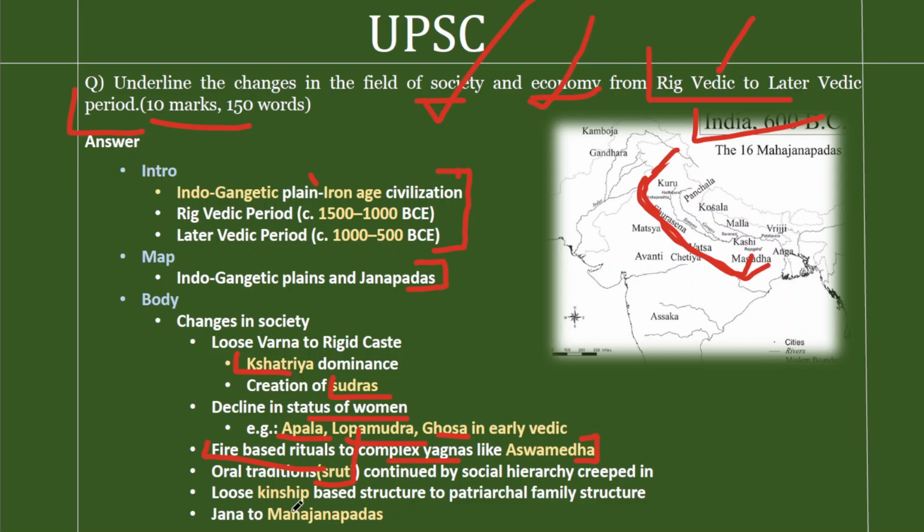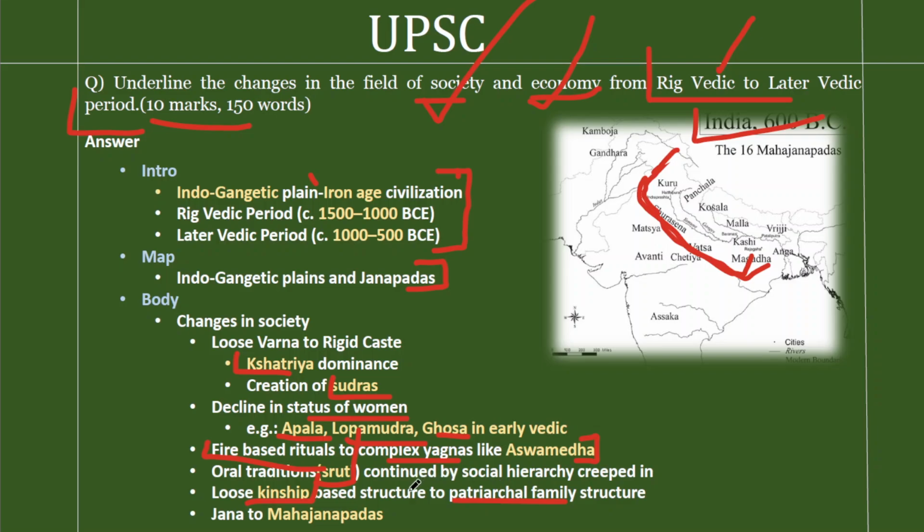Vedic society. The next point is with respect to kinship. So these are general points with respect to the evolution of a civilization. You're just placing it in the context of Vedic civilization. In the early Vedic period, you have a loose kinship-based structure. In the later Vedic period, you have a patriarchal family structure, more rigid, more structured.